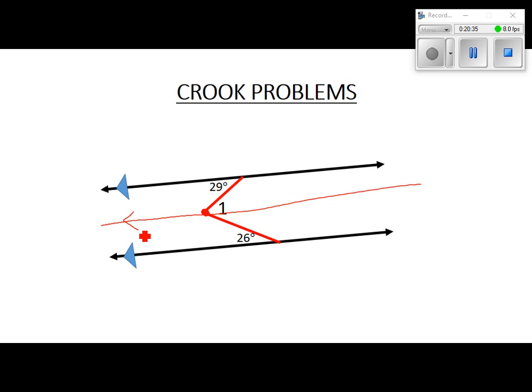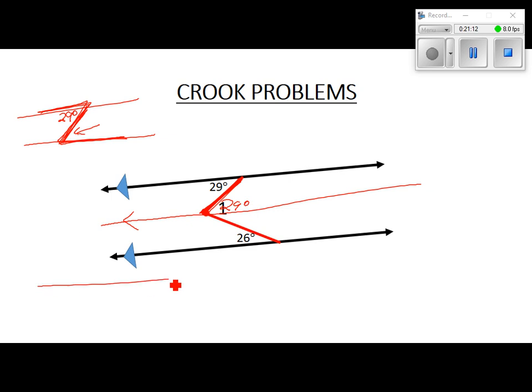Now we do this. If I split off the top two parallel lines, can this be considered a transversal? Sure. Now it's touching both of them. This angle's 29 degrees. Can we find this angle right here? 29. What kind of angles are they again? They form that Z. They're alternate interior angles. So if that angle's 29, this one has to be 29. Does that mean angle 1 is 29 degrees? That's part of angle 1, but it's not the whole thing.